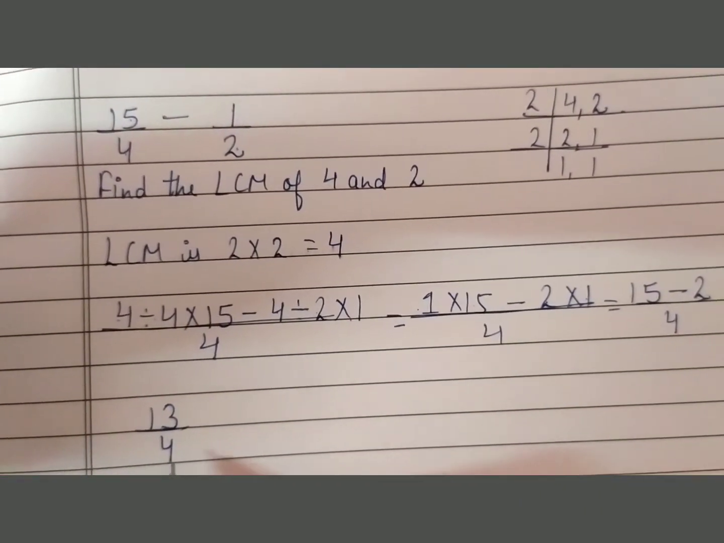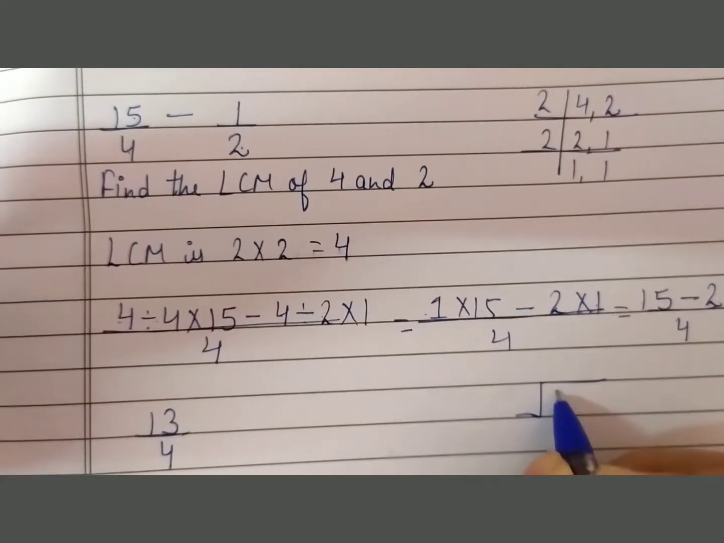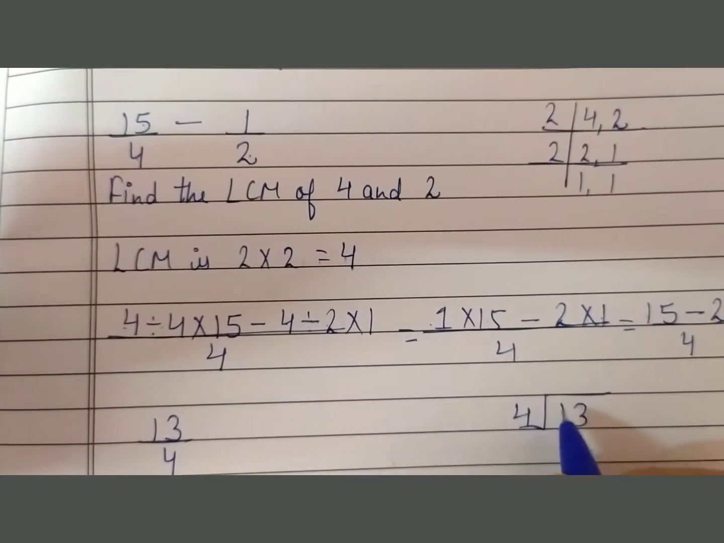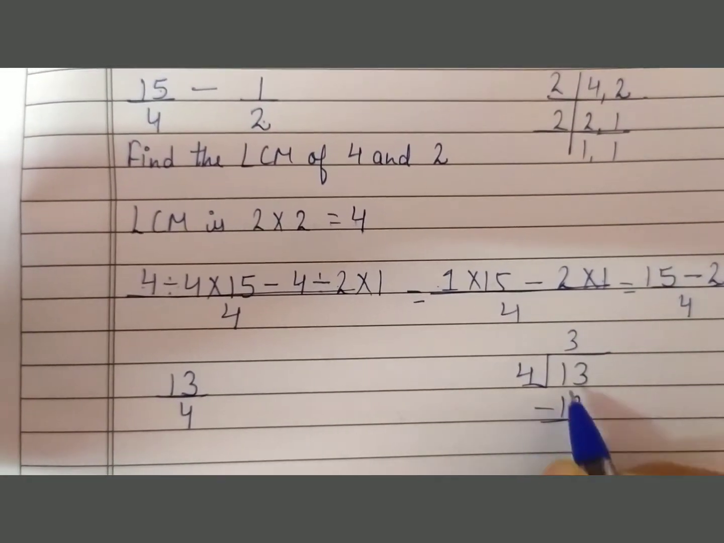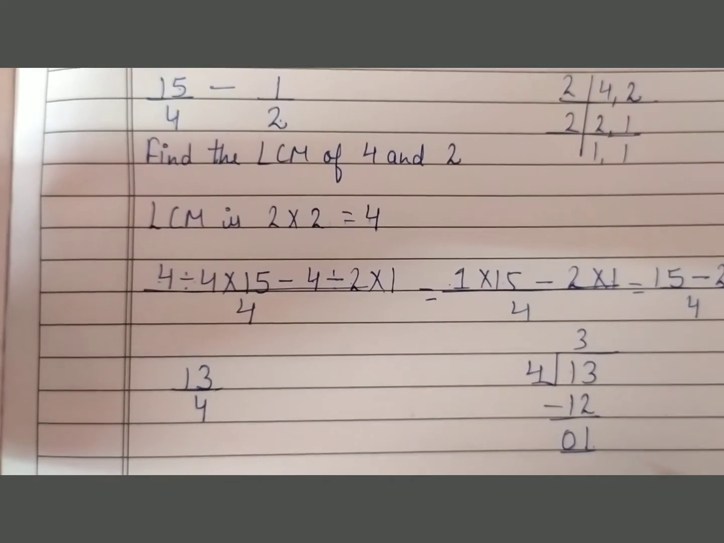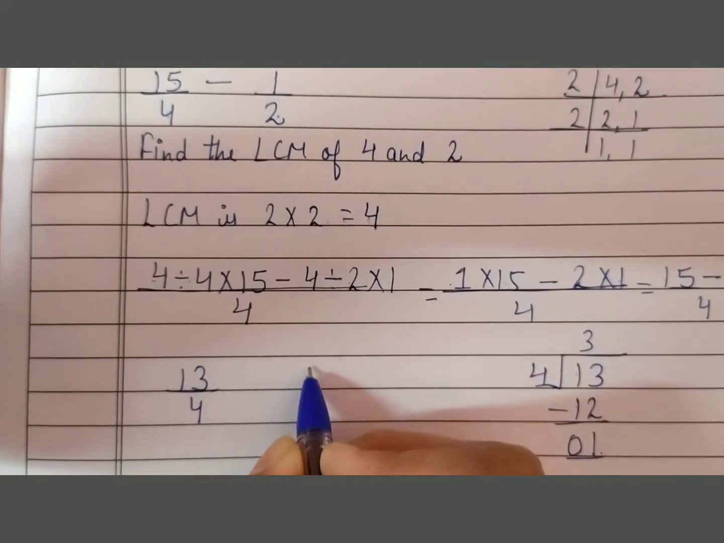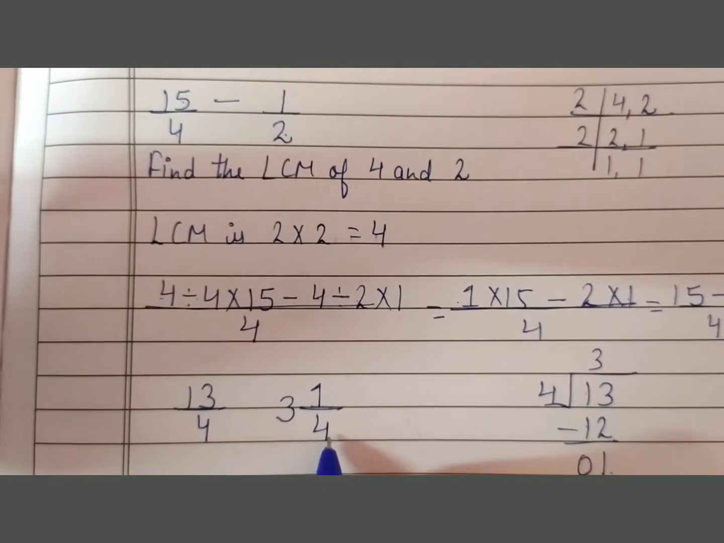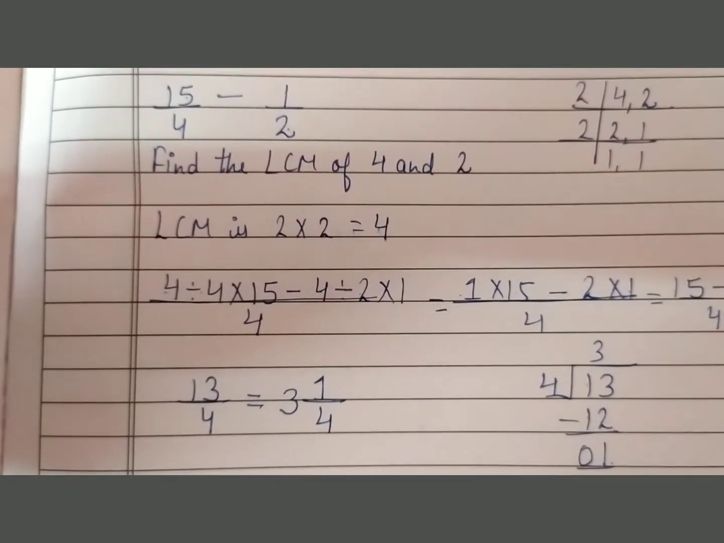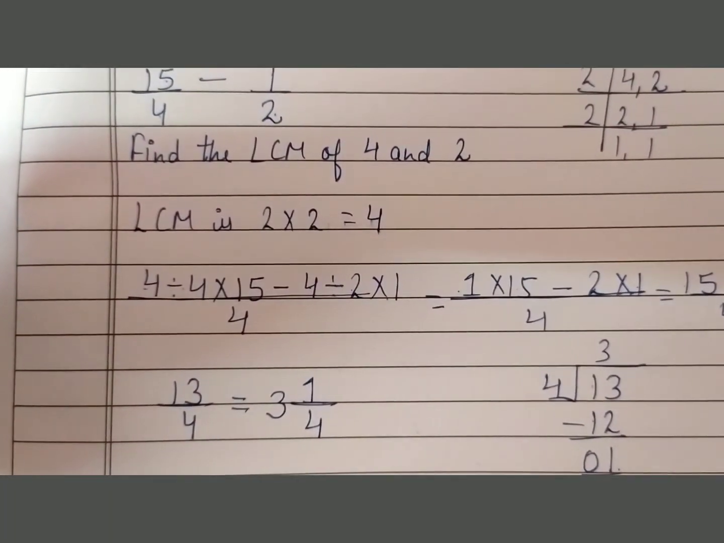Children, change into mixed number. 13 divided by 4. 4 threes are 12. 3 minus 2, 1. 1 minus 1, 0. 1 is a remainder. Write in mixed number. Firstly write the remainder, then write the quotient upon 4, which is the divisor. This is the answer. Okay.